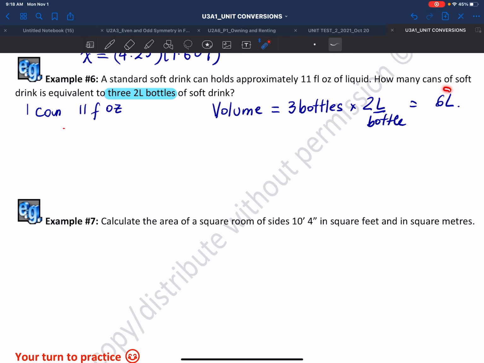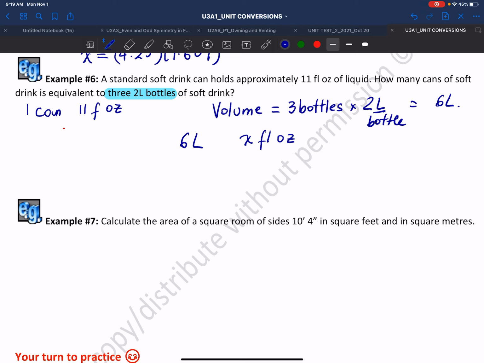Now, we are given the amount of fluid ounces in 1 can, which is 11. So if we want to find out how many cans will fit in 6 liters, we need to find out how many 11 fluid ounces will be in 6 liters. So that leads us to believe that we need to convert liters into fluid ounces first, and then see how many cans we can fill with the volume of 6 liters converted to fluid ounces. So we'll say that in 6 liters, we have X fluid ounces.